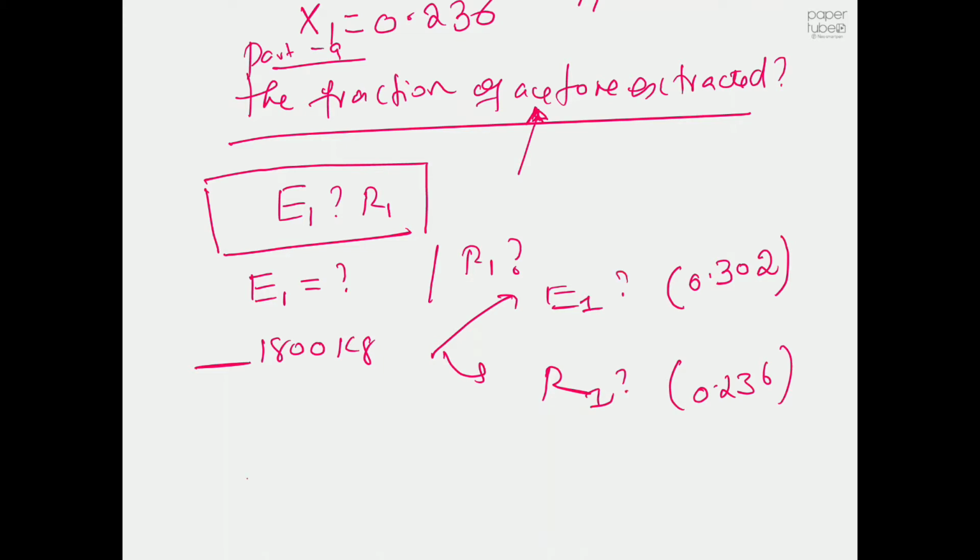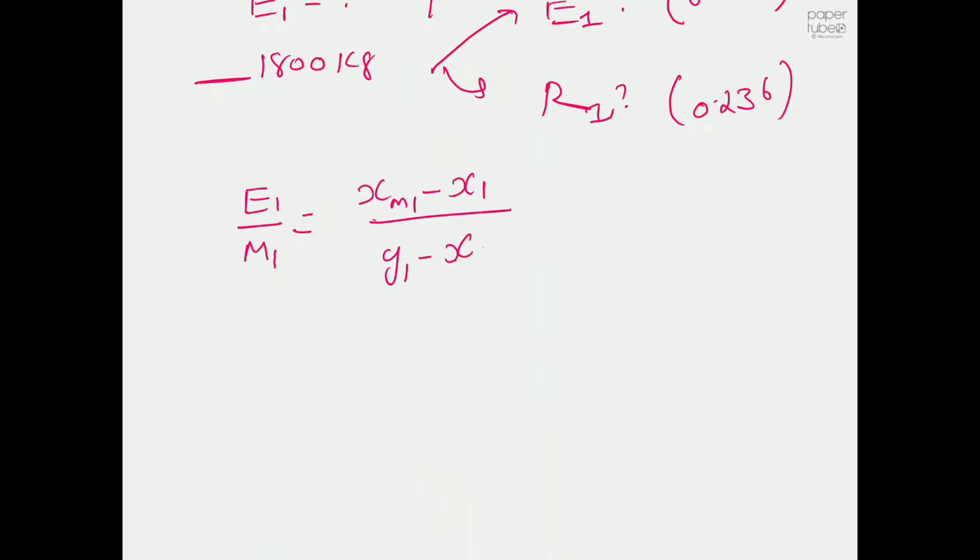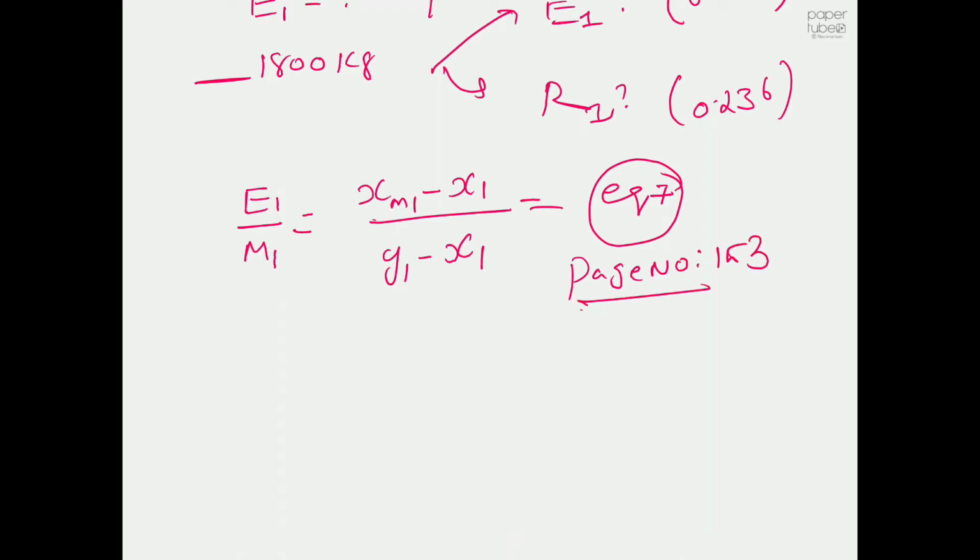We already did some mass balance calculations for this one. If not, check part 1 of lecture 5. We have this expression E1 by M1, which we derived: (xM1 minus x1) over (y1 minus x1). Let me check which equation that is. I calculated it 2 days ago. Okay, that's equation 7, on page number 153 of my notes.